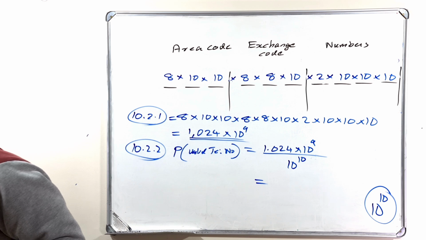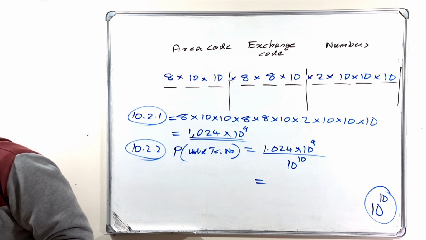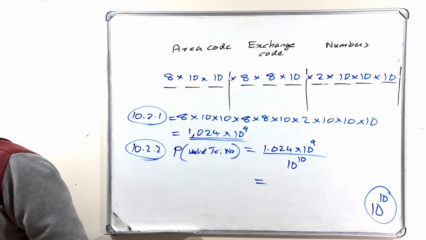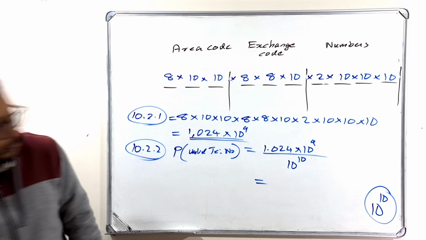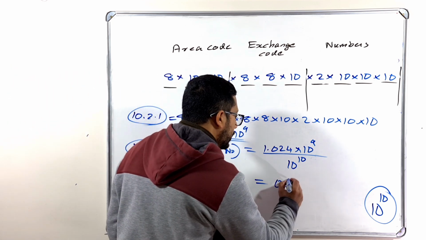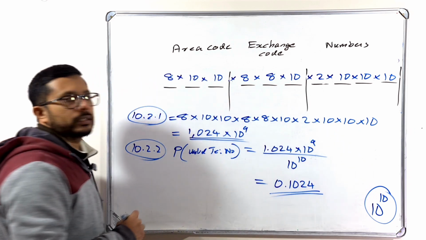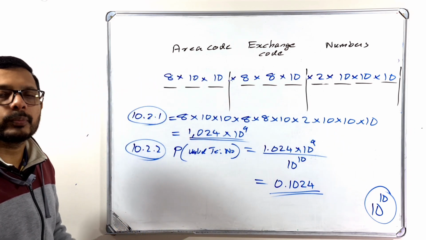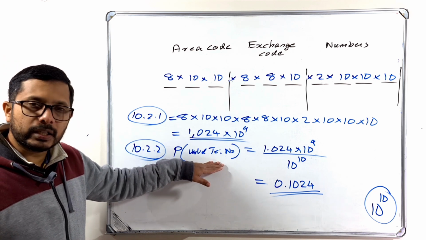So in your calculator you will get 64 divided by 625, that is 0.1024. That is the probability.